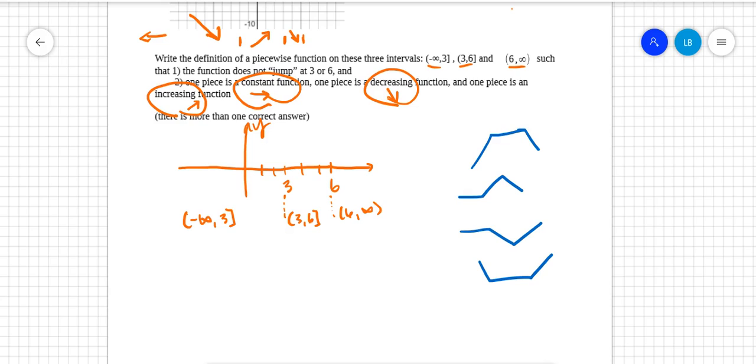Now, what it means by not jumping is that at these points, at 3 and 6, it's continuous. So we're not making a function that looks like this, jumps down here, and then increasing, and then up here, constant. There's no holes. No holes in it. So let's see, how can we put that together?